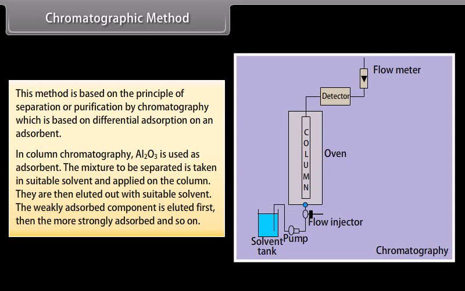This method is suitable for such elements which are available only in minute quantities and the impurities are not very much different in their chemical behavior from the element to be purified.